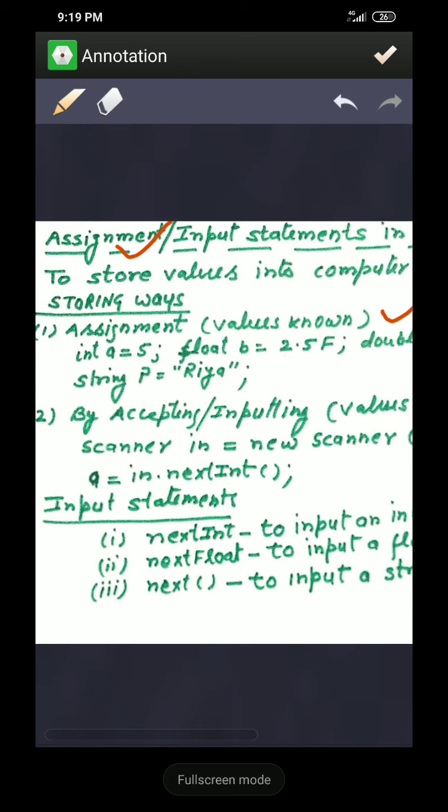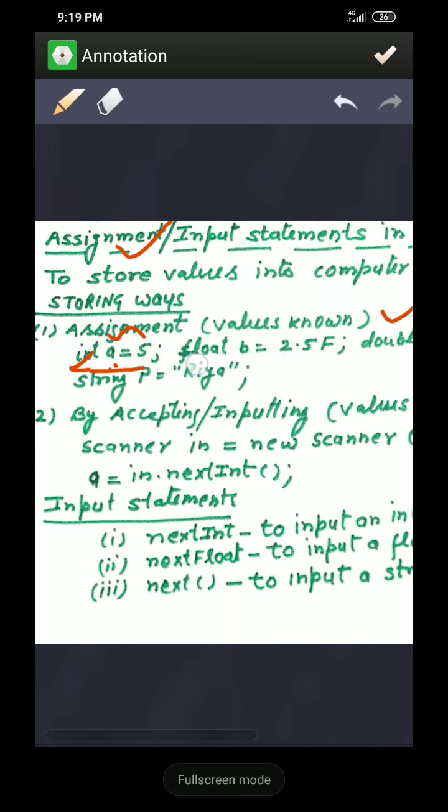You can take the example int a is equal to 5. If you concentrate here, what is happening is that 5 is going to be stored into a. So we want to store 5 into computer memory, and a is the name of the computer memory and its data type is integer, so 5 is going to be stored here.